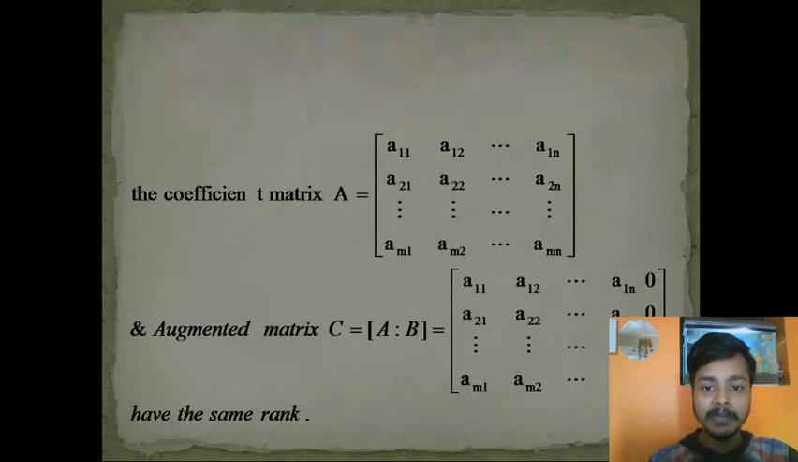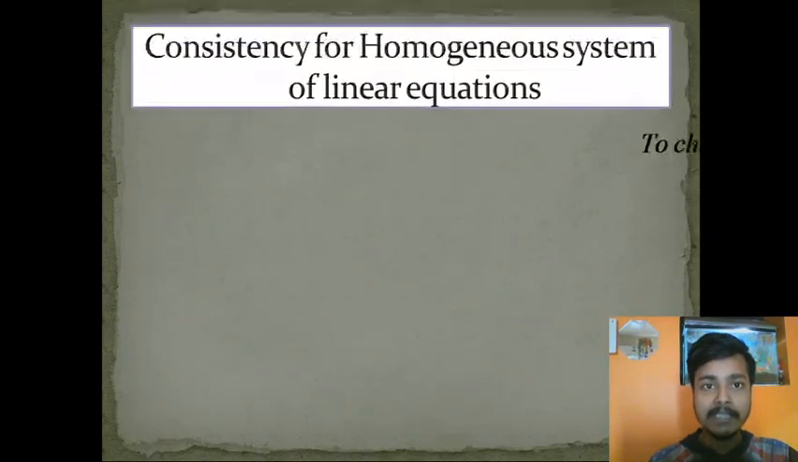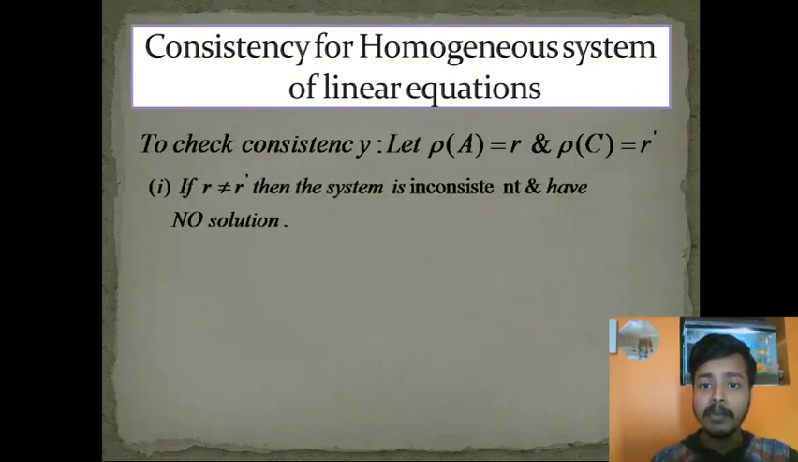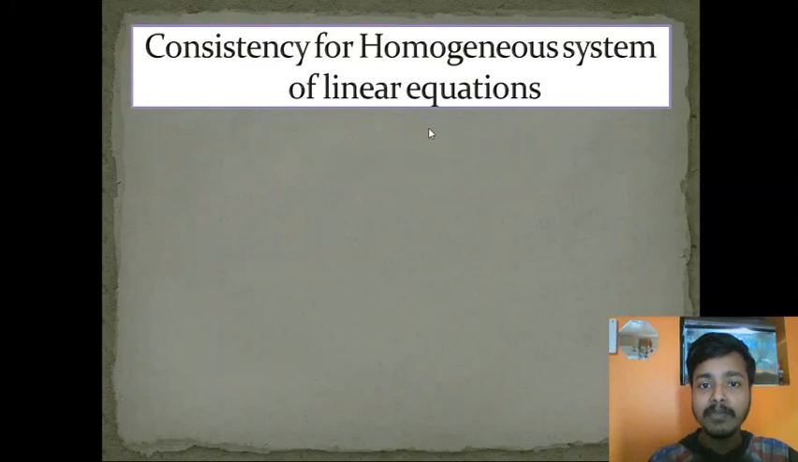Now let's see how to check consistency. You have matrix A and the augmented matrix C, and you have to see whether the system will have a solution or not. This depends very much on the rank of A and C. The very first condition is: if the rank of coefficient matrix A, that is R, and the rank of augmented matrix C, that is R dash, are different, then the system is inconsistent and has no solution. Now the case we are discussing in this learning video must always have a solution. Can you answer me about that?